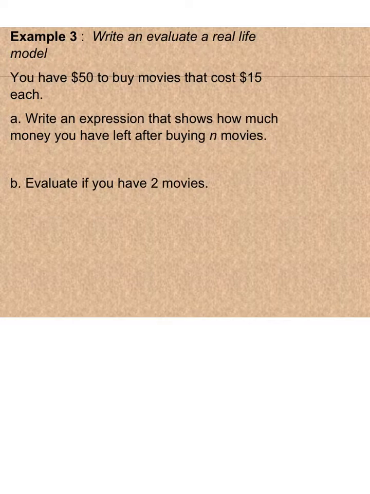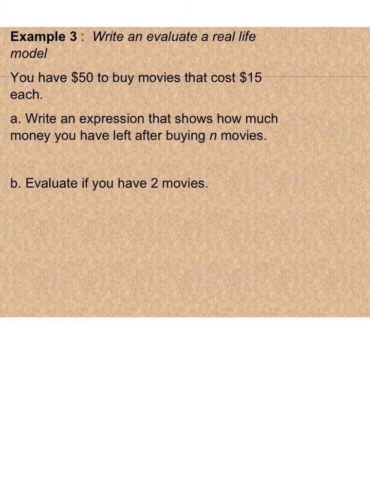Example 3, write and evaluate a real-life model. So here you have $50 to buy movies that cost $15 each. We want to write an expression that shows how much money you have left after buying n movies. So first we'll write the expression, and then we'll evaluate our expression after we have purchased 2 movies.